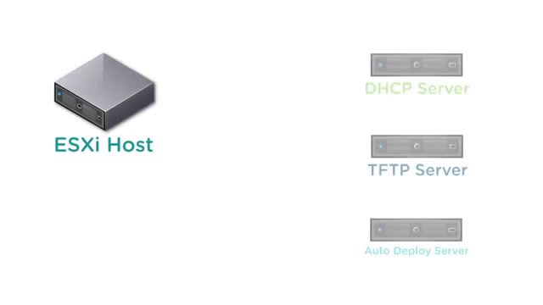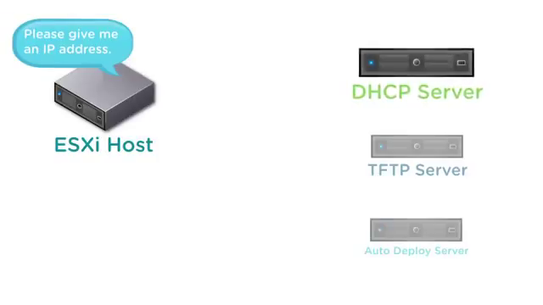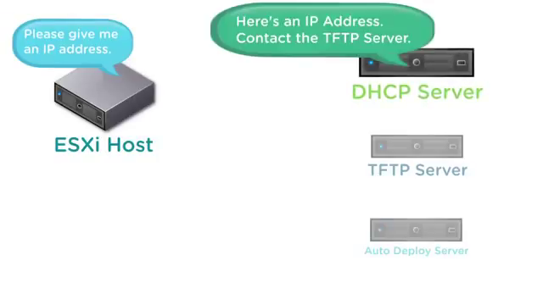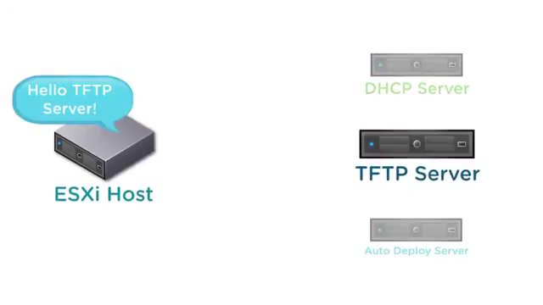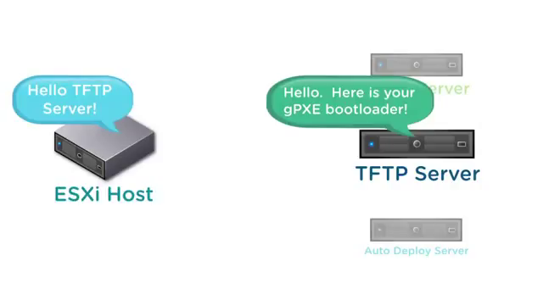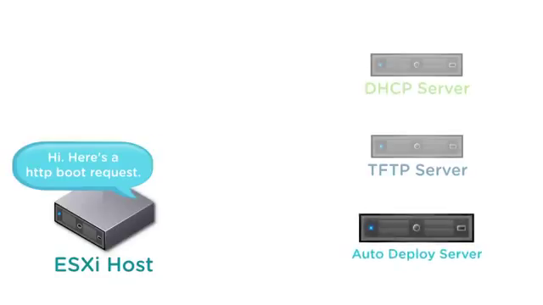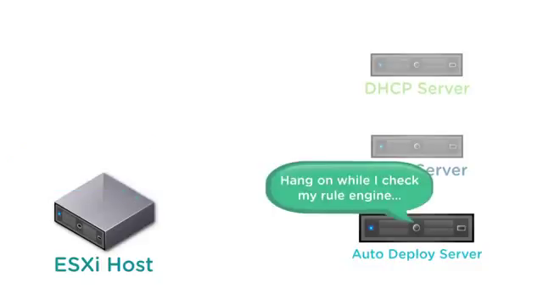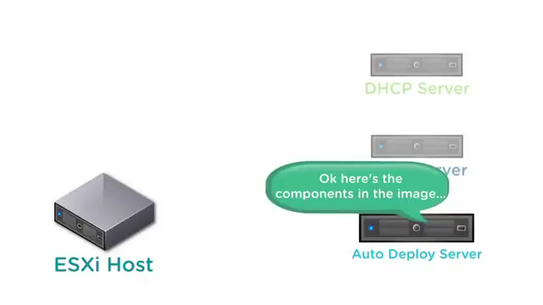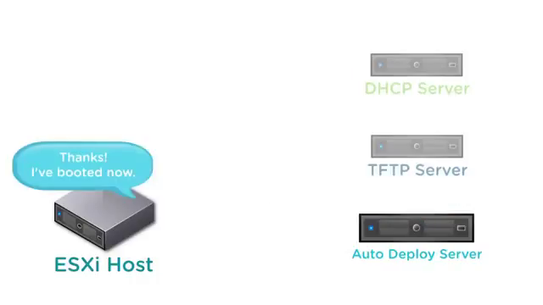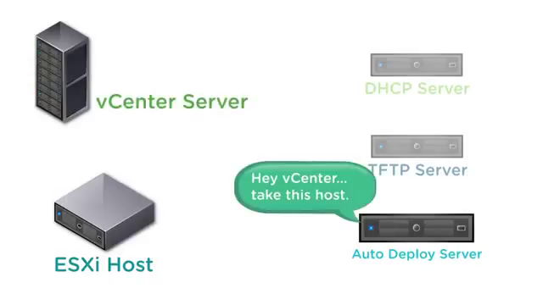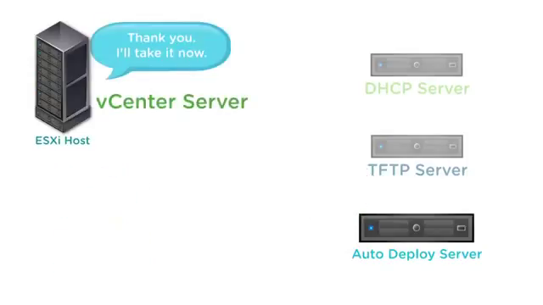When you turn on a host set up for network booting, it first contacts the DHCP server to get an IP address, which in turn responds with an IP address and points to a TFTP server to download the initial boot files. The host then loads a small bootloader called gPXE. gPXE executes on the host and sends an HTTP boot request to the auto-deploy server, including hardware and networking information about the host. The auto-deploy server then uses this information to check its rule engine on how to boot the host. Auto-deploy streams components in the image and the host profile for the host to boot. Once booted, auto-deploy assigns the host to vCenter so it can start running VM workloads.